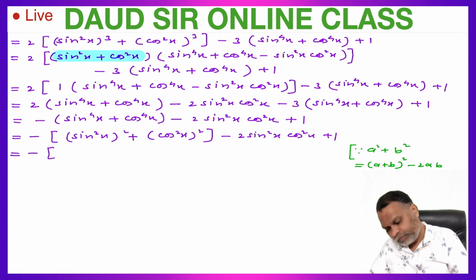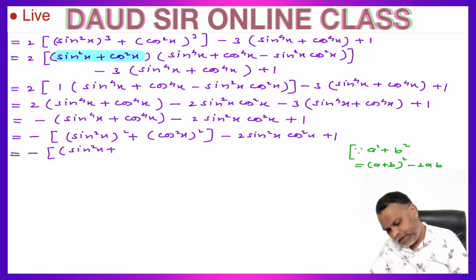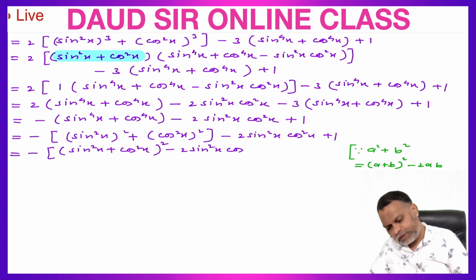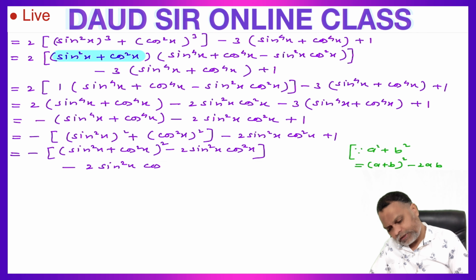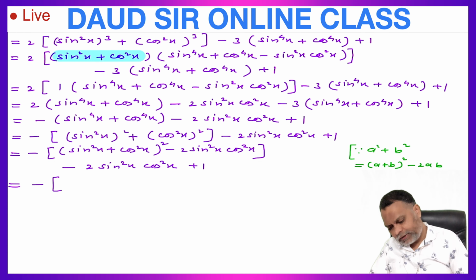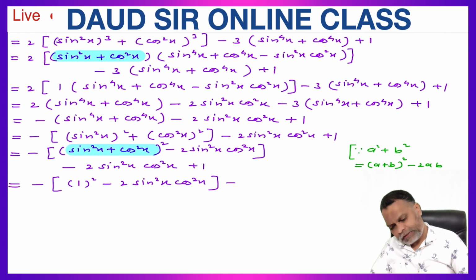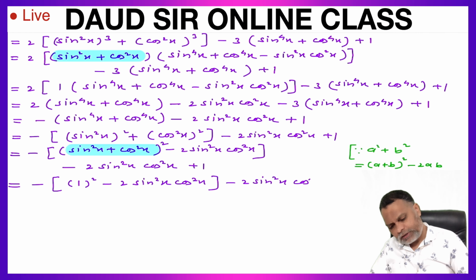So a plus b: (sin square x plus cos square x) whole square minus 2ab, 2 sin square x into cos square x, and this term as it is, minus 2 sin square x cos square x, and this plus 1. Sin square x plus cos square x is equal to 1, so this is 1 square minus 2 sin square x into cos square x, minus 2 sin square x into cos square x plus 1.